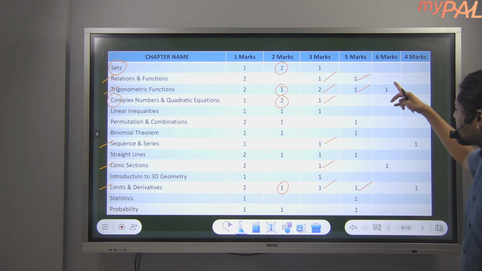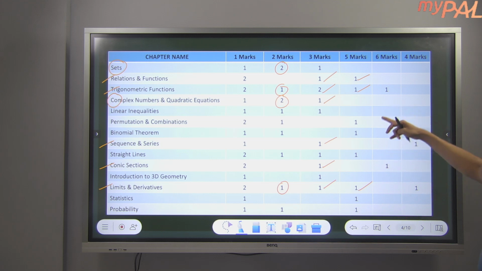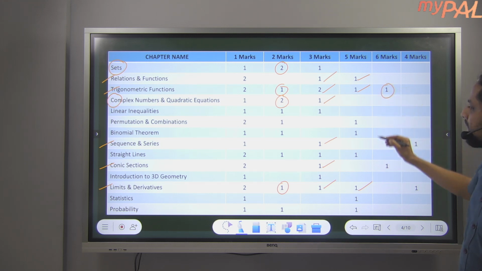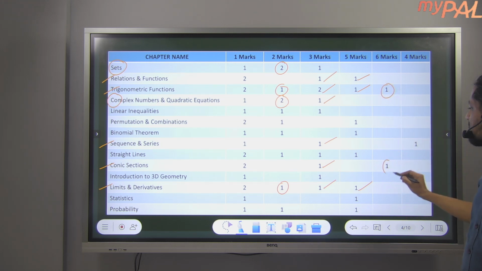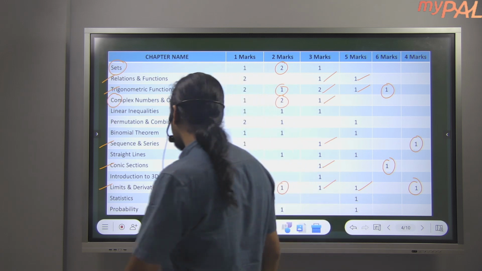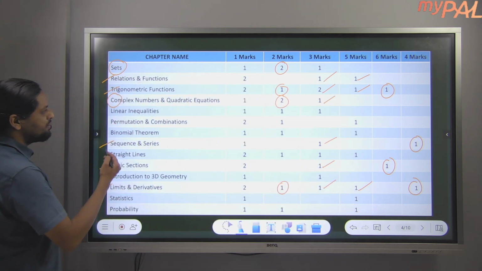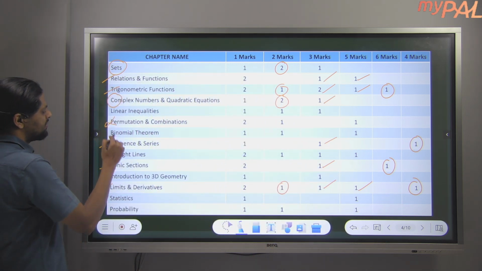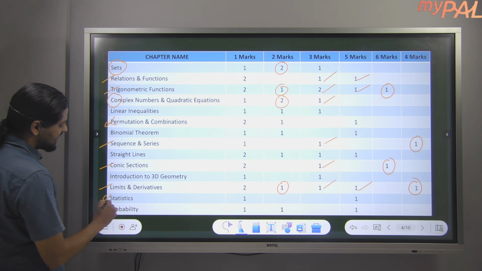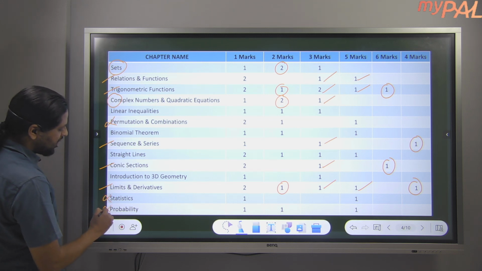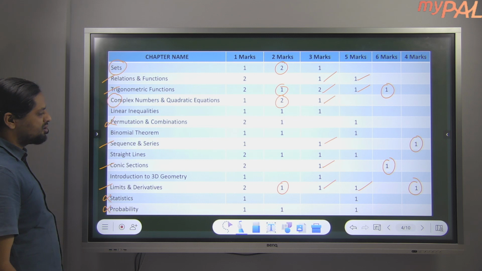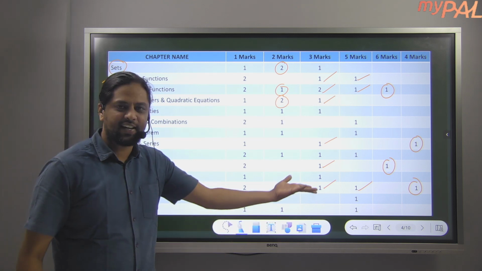And when you come to the 6 marker, that was already discussed. I have one 6 marker from trigonometry and one from conic sections. Same way 4 marker, one from sequence and series and one from limits. So what we are trying to do here is, there are enough chances I can eliminate some set of chapters like say permutation and combination. Then you have statistics. Then you have probability. Probability is an easy chapter. I wouldn't want to miss probability. It's just a 2 marker. I can easily get it.